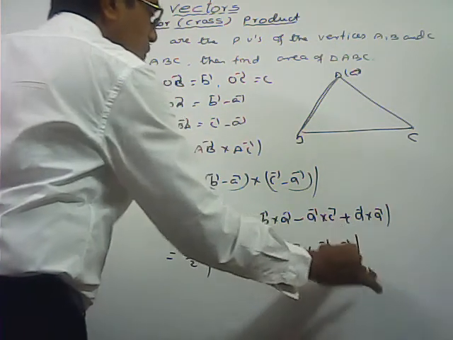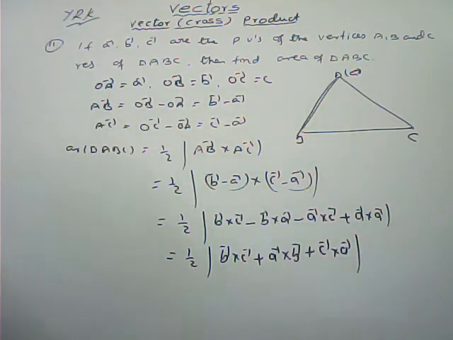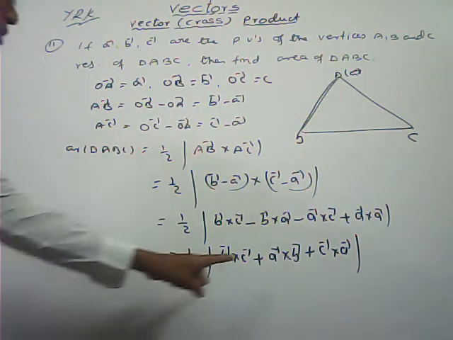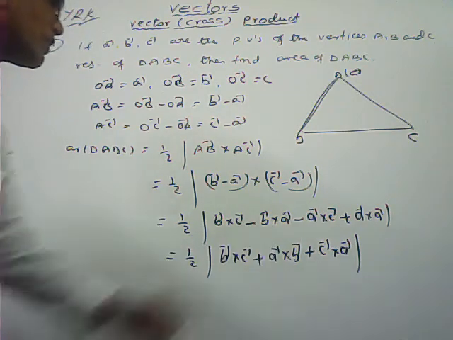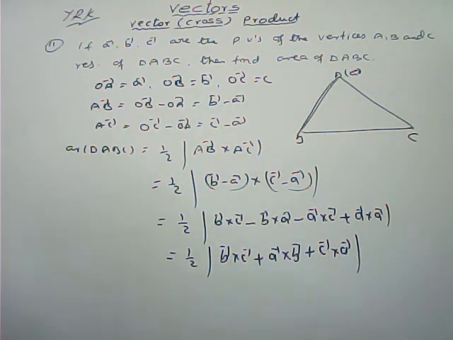That is 0. A bar, A bar both are collinear, so its cross product is 0. So A bar cross B bar plus B bar cross C bar plus C bar cross A bar, half of modulus of that one, that is the area of the triangle, if A bar, B bar, C bar are the position vectors of the vertices of triangle ABC.